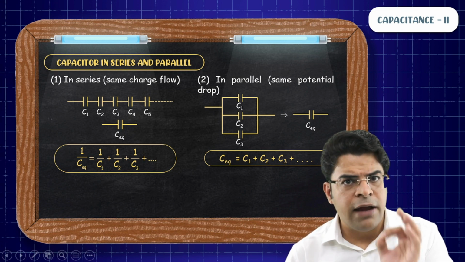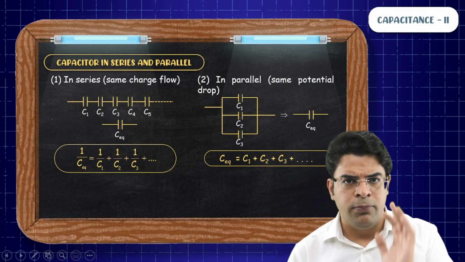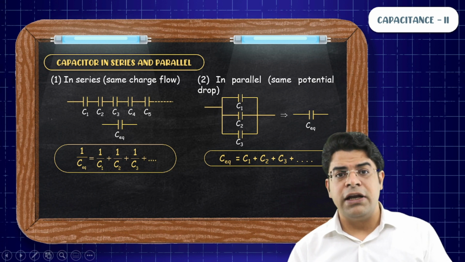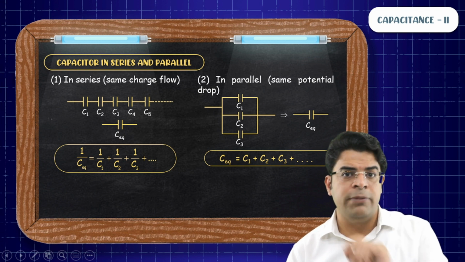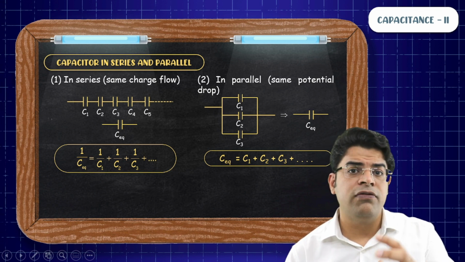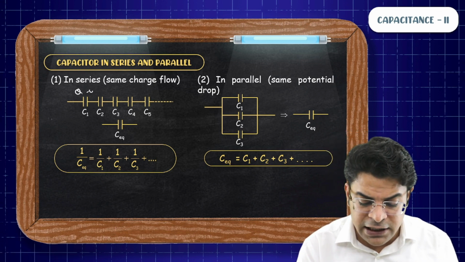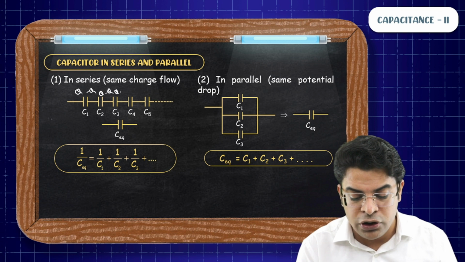Now here I want to emphasize two more important points. When capacitors are in series, what is same? The charge flow through them is same. And if none of the capacitors has any initial charge, then you can say that the charge at any given instant on all of them is going to be same.